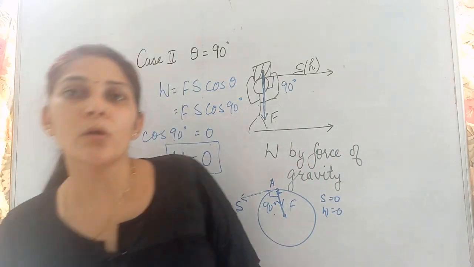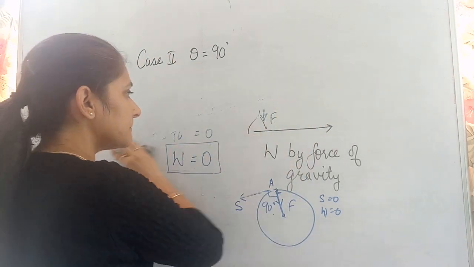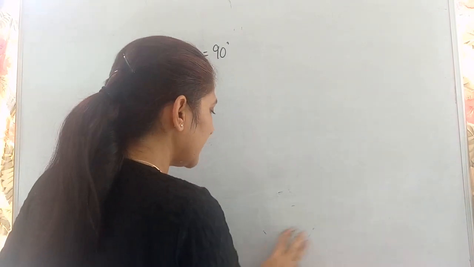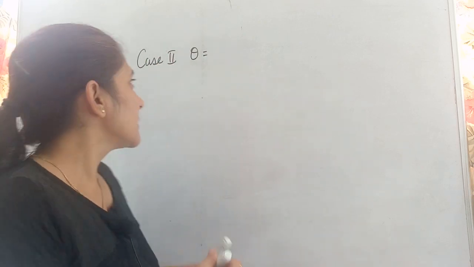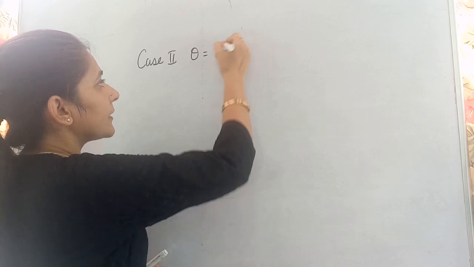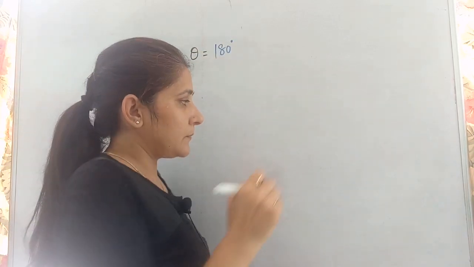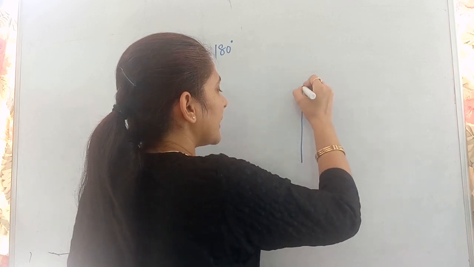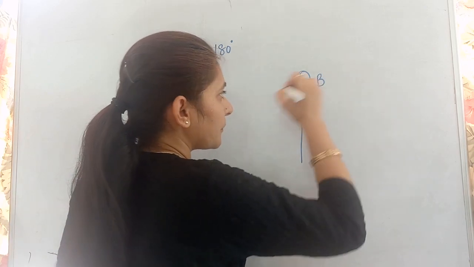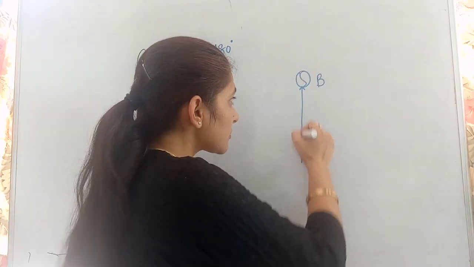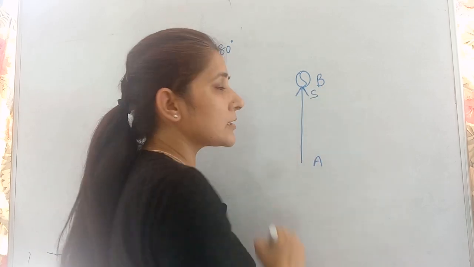Now we are continuing with case 3. What does case 3 say? Again I am saying, beta, in these kinds of conditions you need to remember the work done by which force, that you need to focus on. Work done by which force we are talking about, on that only your answer depends. Suppose theta is 180 degrees. Now what can be the example? A ball is thrown in the upward direction from point A to point B, and the ball reaches over here. It is thrown in the upward direction, so this is the direction of displacement.